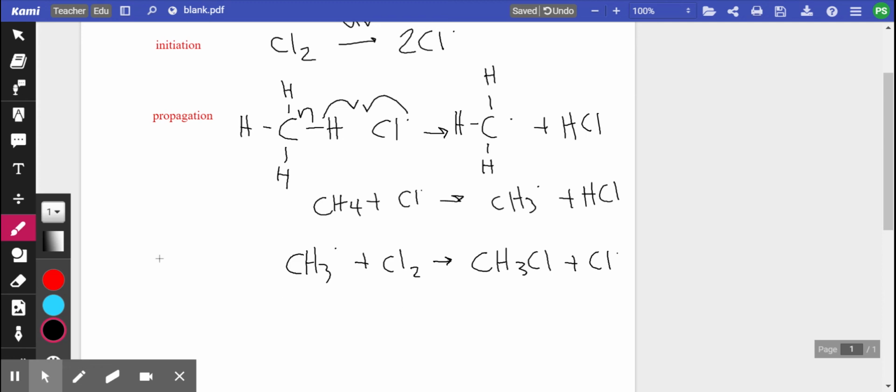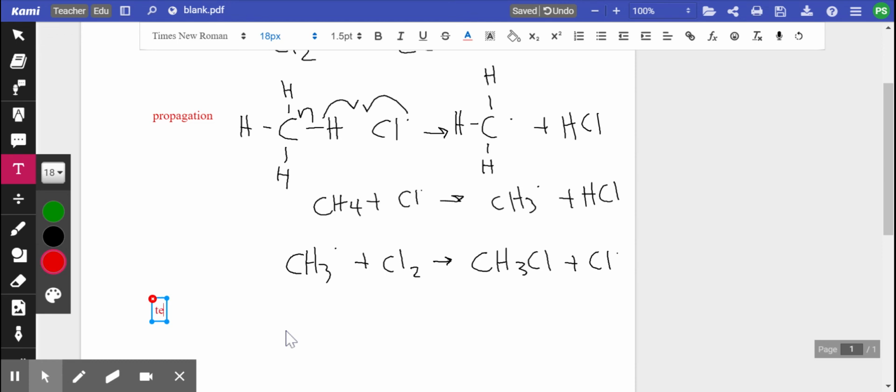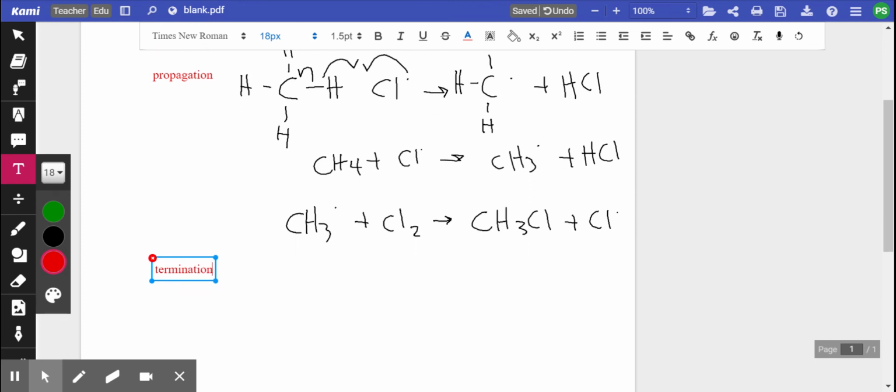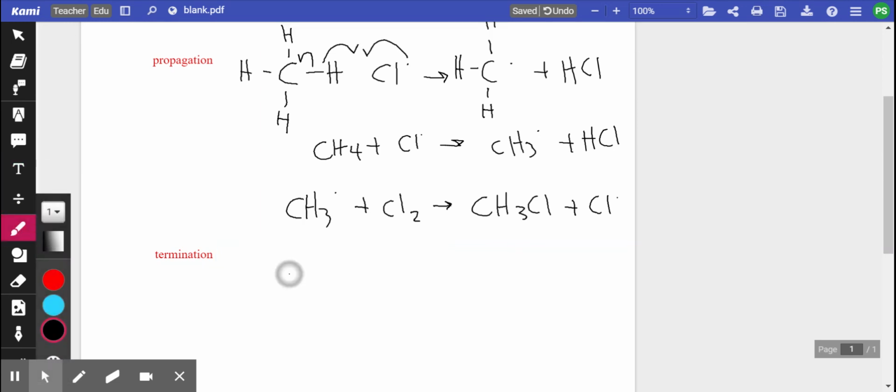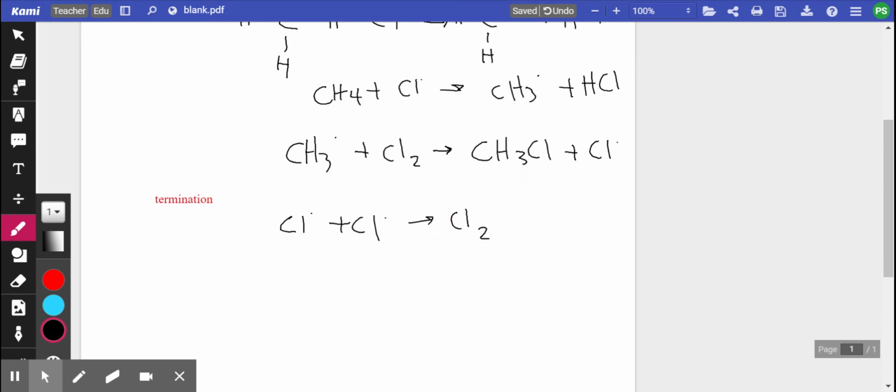Now, the final step, logically, is called termination, when two radicals recombine to form a non-radical species. And there are, again, many examples of that. So you could have two chlorine radicals reacting, which is not very useful because we would come back to the start. Or if we want to make a halogenoalkane, we can have a chlorine radical plus the methyl radical to make chloromethane. And this was our goal, to substitute a hydrogen with a chlorine, to go from an alkane to a halogenoalkane.